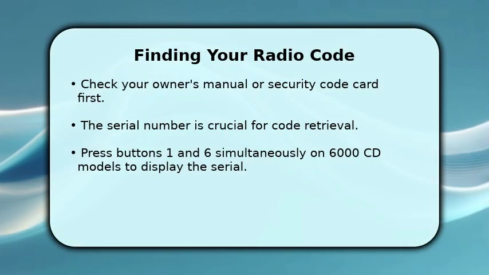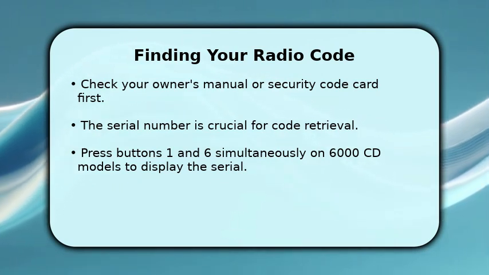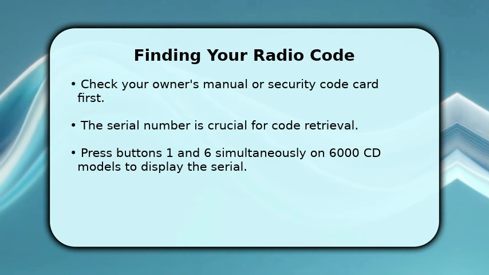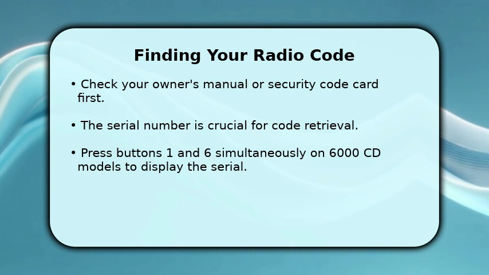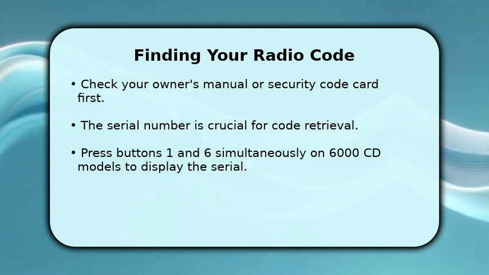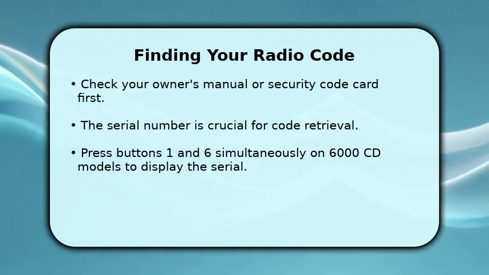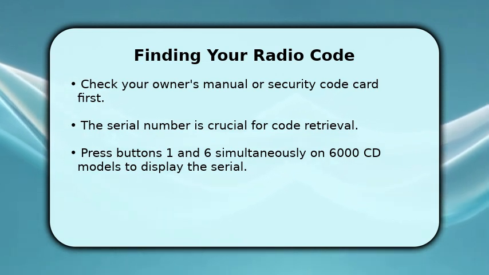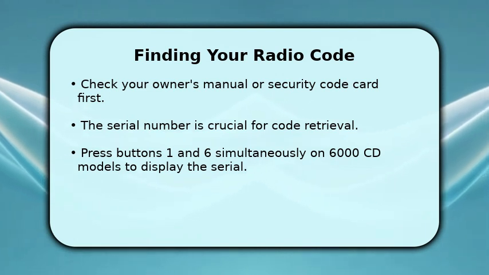The first step is to locate your radio's unique security code. This code is often found on a security card within your owner's manual or vehicle documents. If it's not there, you'll need your radio's serial number. For many 6000 CD models, turn on the radio and hold buttons 1 and 6 for a few seconds to display the serial. For 4500 RDS models, try holding buttons 2 and 6. The serial number typically begins with M or V, followed by 6 digits.